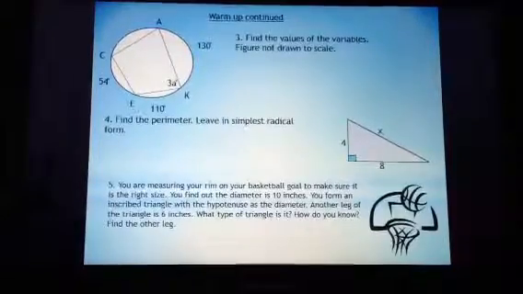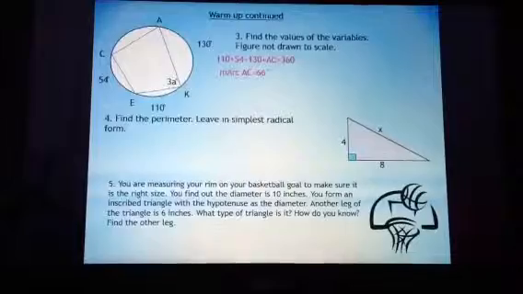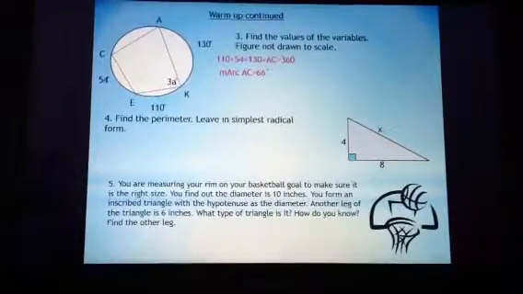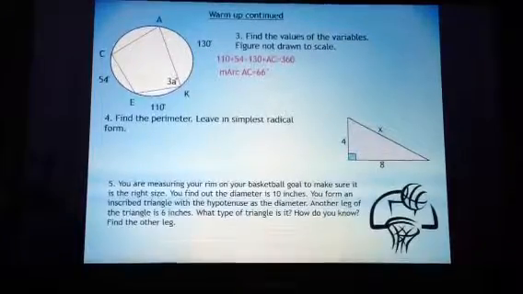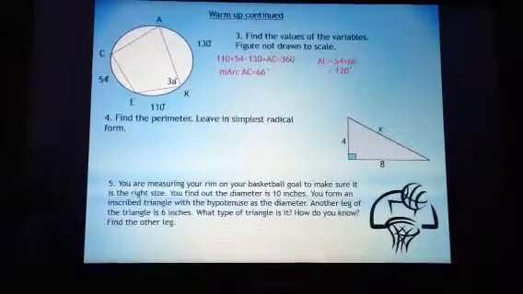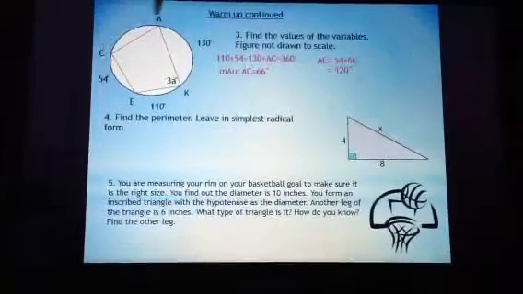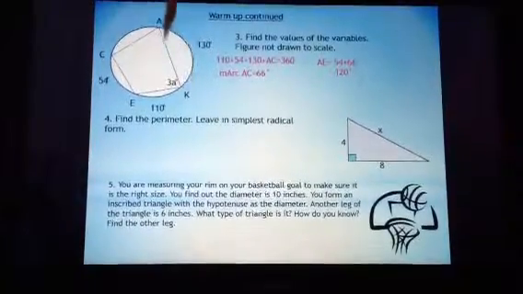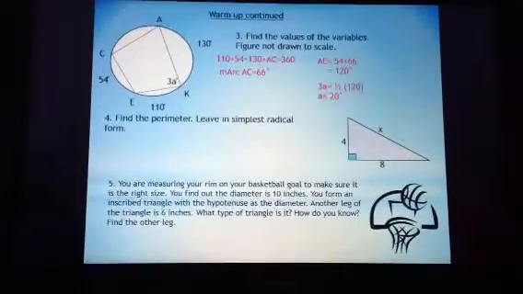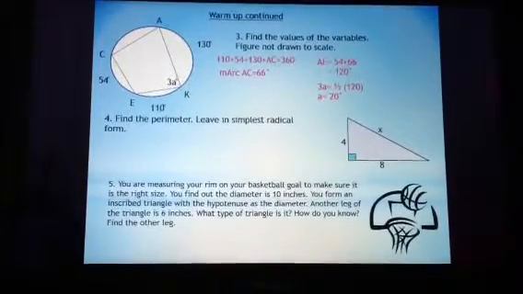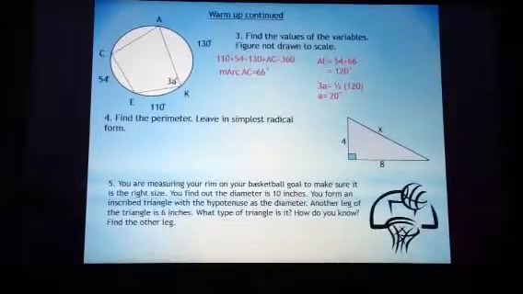First, you add 110, 54, and 130, and subtract that from 360 to find the measure of AC. And you find that arc AC is 66 degrees. Once you find the measure of that, then you can take 54 plus 66 to find AE, and you can see that this angle right here is inscribed within it. So you take half of 120, which would be 60, and then divide that by 3 to get A equals 20.